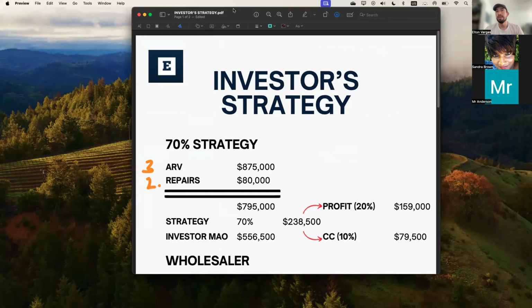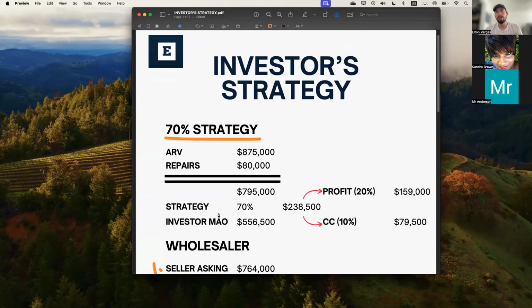Here we have an investor strategy. This is a very common strategy. I'm not sure if you've heard of it; if you haven't, I'll break it down really quick. It's a 70% strategy, and basically, a lot of investors like to buy properties at 70% of the ARV, or after repair value, of a property, which we'll break down for you right now. So first things first, part of the first process is you have to get a property under contract.